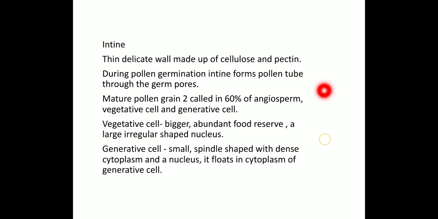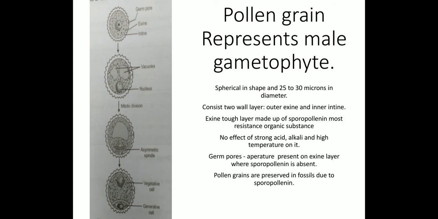So the mature pollen grain consists of two cells. This is the two-celled structure of the pollen grain. It consists of a larger cell, called the vegetative cell, and a smaller cell, called the generative cell. The vegetative cell is larger in size, rich in abundant food material, and shows an irregular lobed nucleus, while the generative cell is spindle shaped. It floats in the cytoplasm of the vegetative cell and shows a lobed nucleus.